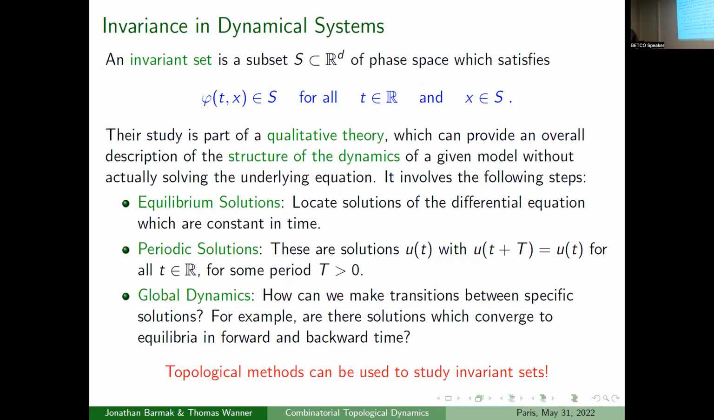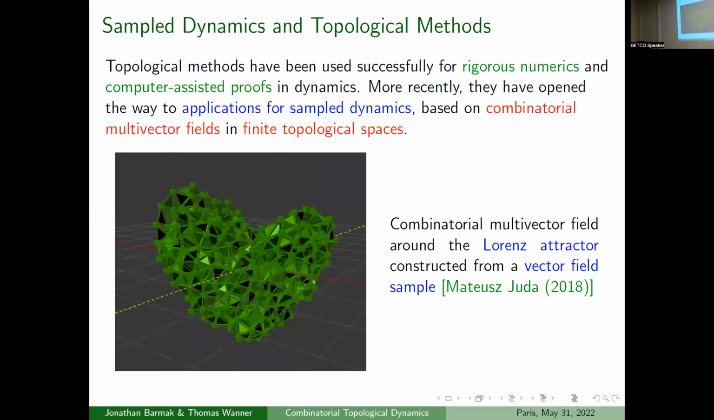But just before I get there, these topological methods have been used successfully over the last few decades in the context, for example, of computer-assisted proofs and rigorous numerics. So you can really use these methods to make rigorous statements in classical dynamics. They also have opened the door, at least in recent years, to maybe deal with applications of sample dynamics, where you might just have sampled information from a dynamical system. You might be able, through some mechanism, to come up with a combinatorial dynamical system and then use that information to sort of analyze what you're actually observing.